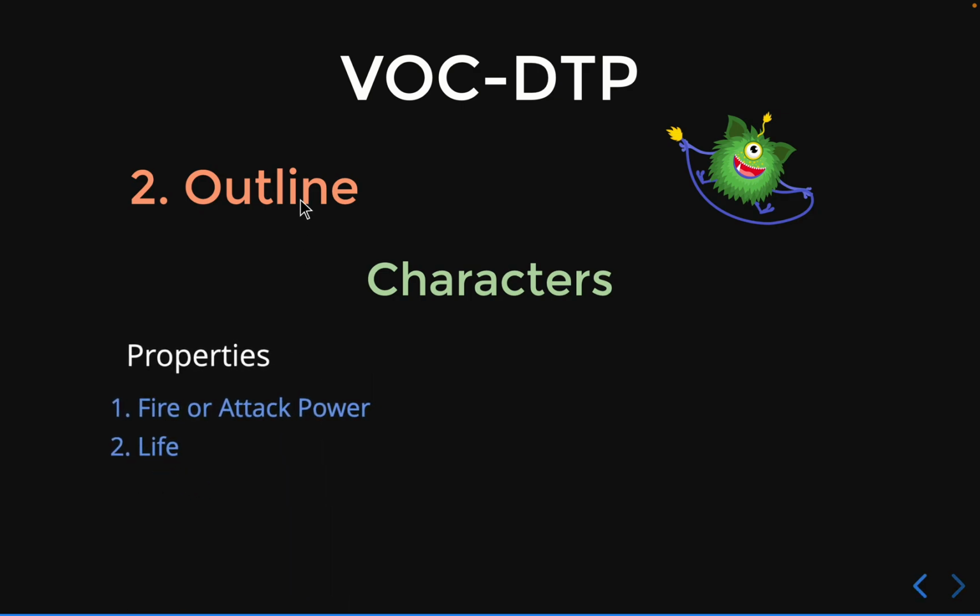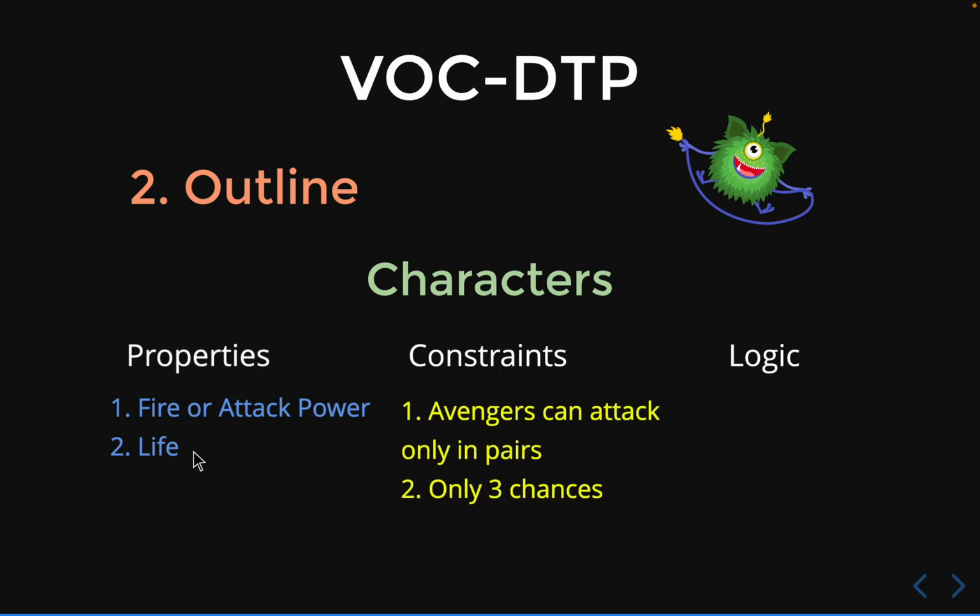So coming to the next point of outline, since we have characters, all of the characters should have some properties. They should also have some constraints, and we should also have some sort of a logic. I have already specified that our Avengers have a fire or an attack power. But if we have an attack power, then we would also require life. And having a property of life would make our job much more simple, and we can implement a very simple logic for the game. Now this game also comes with a couple of constraints that we can't forget.